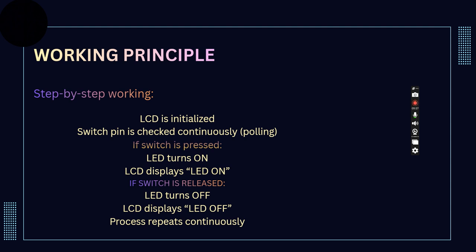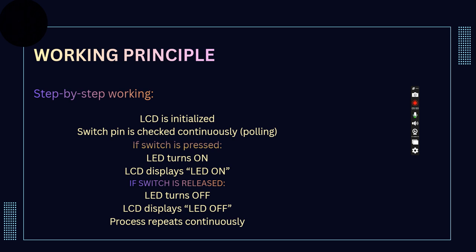Step-by-step working. In this step-by-step working, when the power is applied, the PIC16F877A microcontroller starts executing the program. The LCD is initialized first. The LCD mode is usually 4-bit or 8-bit, which is set using these bits. Display on, cursor off commands are given. Then the LCD is cleared.